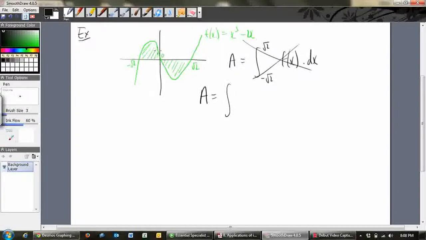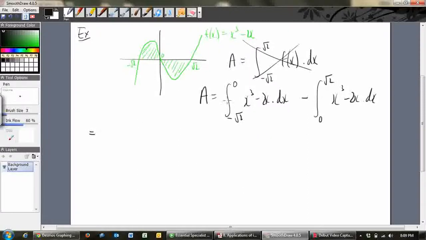So what you need to do is to not do this, you need to separate it into two pieces. So it's this area here, which will be the integral from negative root 2 to 0 of x cubed minus 2x dx, plus this other area. If we add that area, but it's a negative area, so what we need to do is actually subtract it. Subtract the integral from 0 to root 2 of x cubed minus 2x dx. Okay, we're adding a negative because that's a negative space in there.